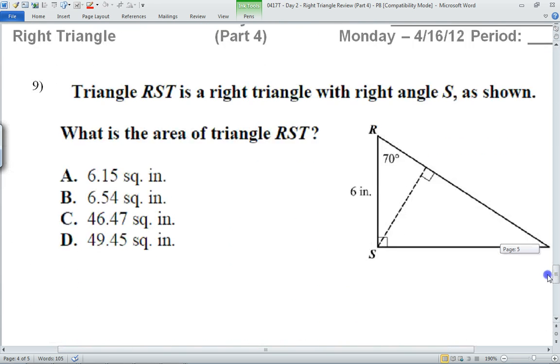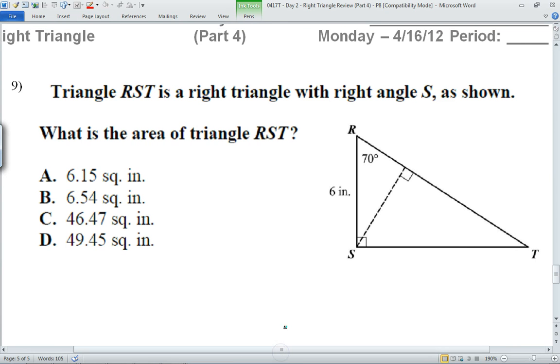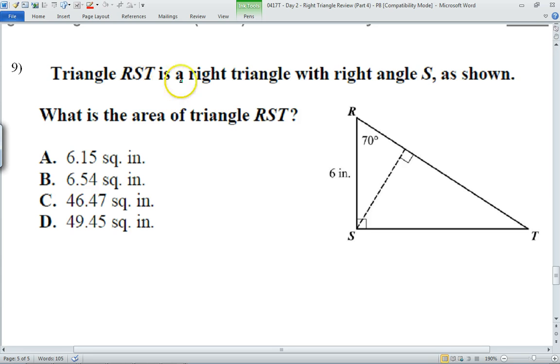Okay. Oh, look, after all that preaching about drawing me a picture, this one already has a picture. So, aren't you lucky? Triangle RST is a right triangle. Okay, RST. So the big triangle here is a right triangle.